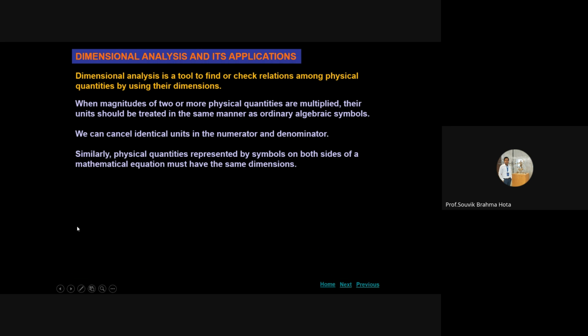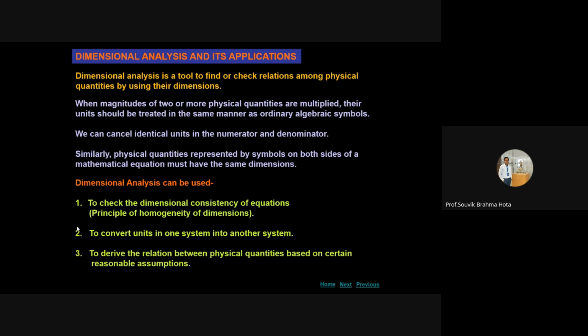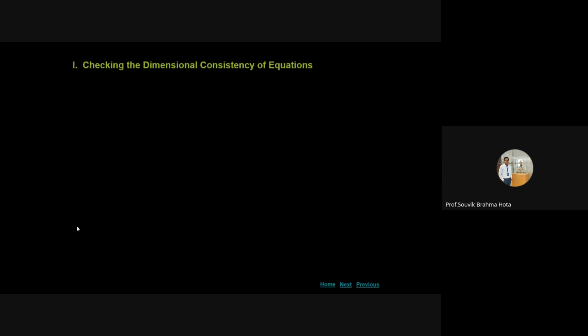Before that, we should see all the things. Dimensional analysis can be used to check the dimensional consistency of an equation, that means dimensional homogeneity. It is also called the principle of homogeneity of dimensions. Then, to convert units from one system to another, and to derive a relationship between physical quantities based on certain reasonable assumptions. Now, how do we check the dimensional consistency of an equation?